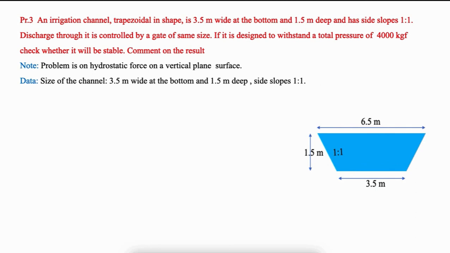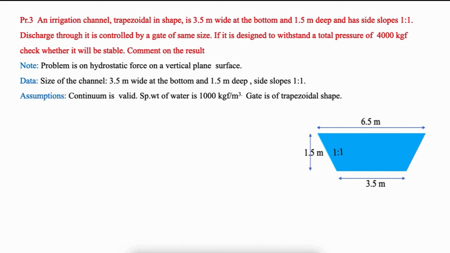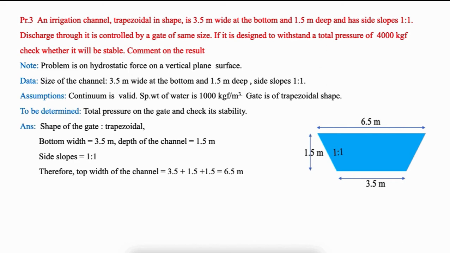Size of the channel: 3.5 meter wide at the bottom and 1.5 meter deep with the side slopes of 1:1. Assumptions: continuum is valid. Specific weight of water 1000 kilogram force per cubic meter. Gate is of trapezoidal shape. To be determined: total pressure on the gate and check for its stability. Top width of the channel from the geometry is 6.5 meters.